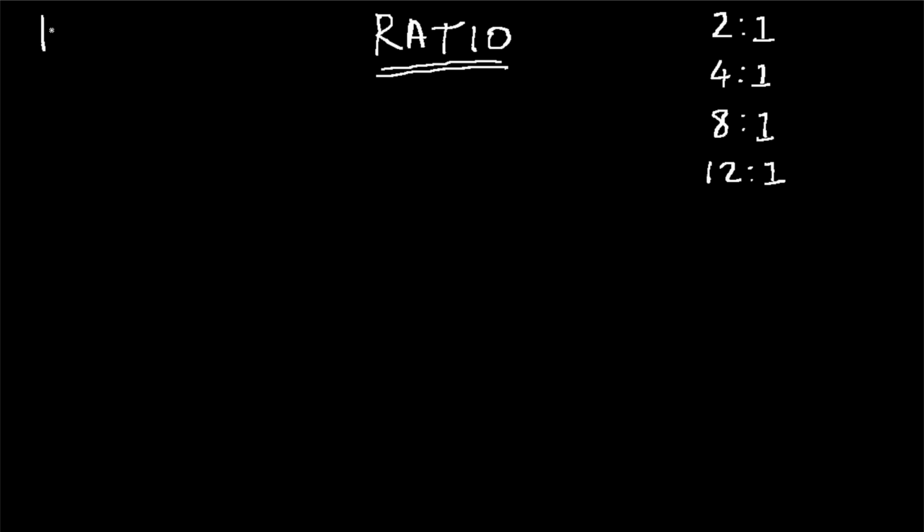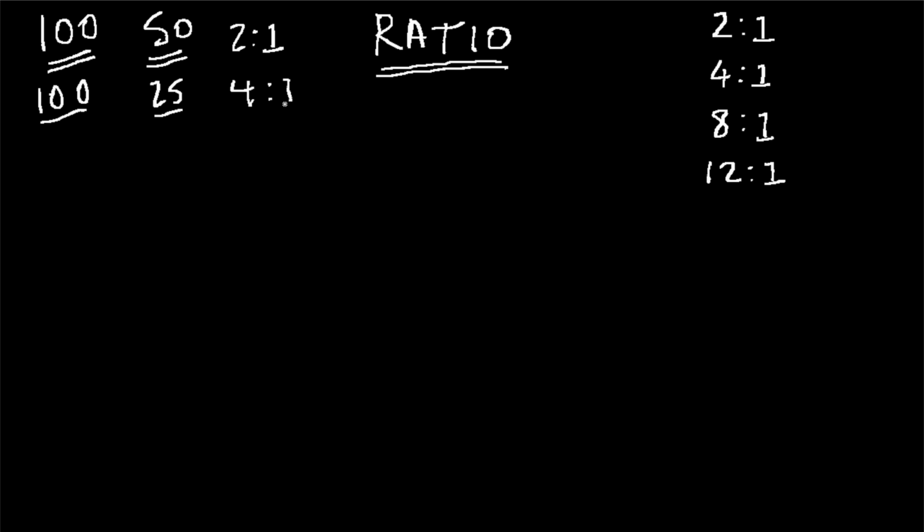So let's say you've got a restaurant and you've got 100 meat eaters and 50 vegetarians, right? So your ratio of meat eaters to vegetarians is 2 to 1. There are 2 meat eaters for every 1 vegetarian. 50 goes into 100 2 times, right? Or if you've got 100 meat eaters and 25 vegetarians, then your ratio of meat eaters to vegetarians is 4 to 1. There are 4 meat eaters for every vegetarian. 25 goes into 100 4 times. Right? So a ratio is just an expression of one amount versus another amount.